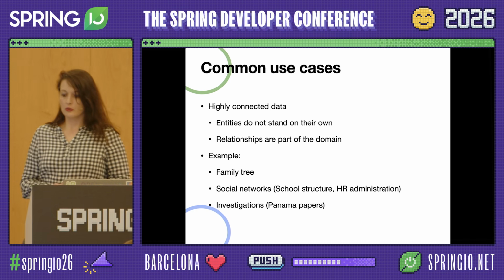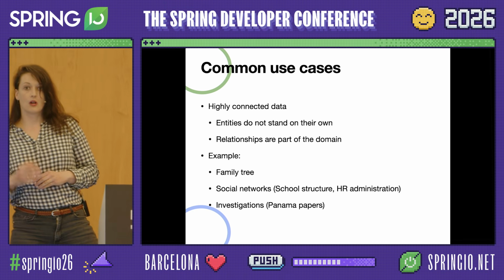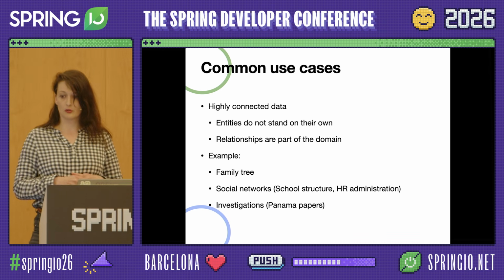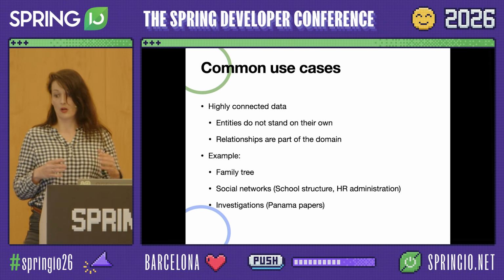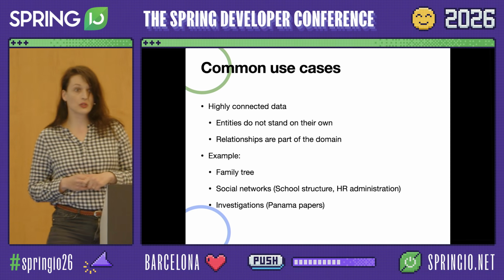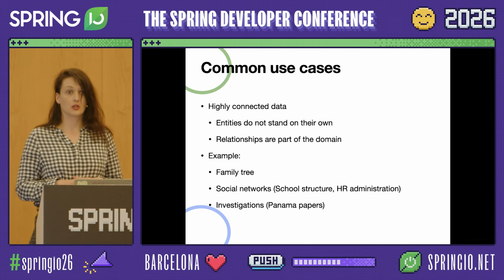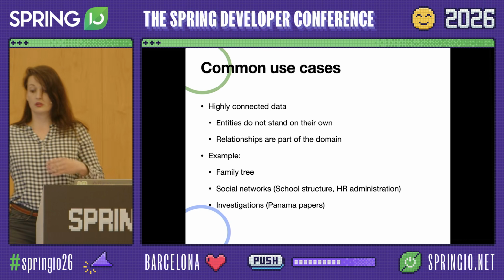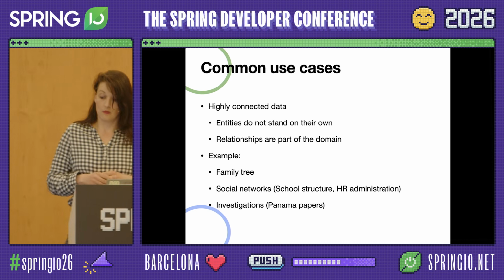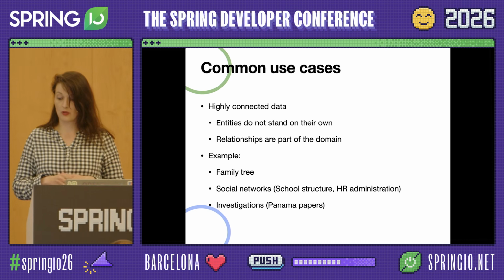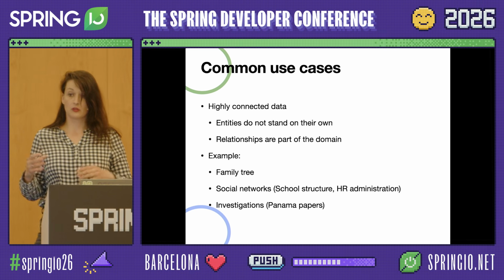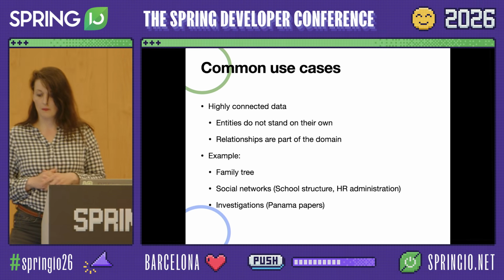Some concrete examples of those data sets are obviously a family tree. If you're thinking of a graph in your mind, your first go-to option would be a family tree, where family members are linked to each other with different kinds of relationships. But also social networks. Think of a school structure describing students and classes, courses that can be followed whatsoever. Or HR administration relating employees to their managers or departments and positions.